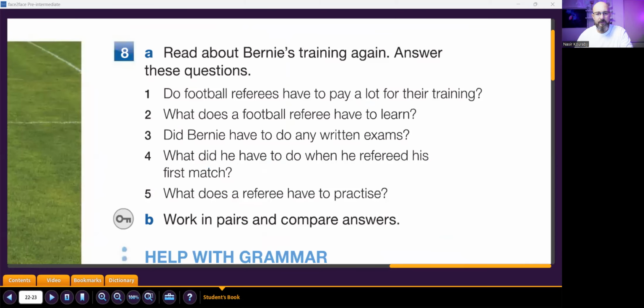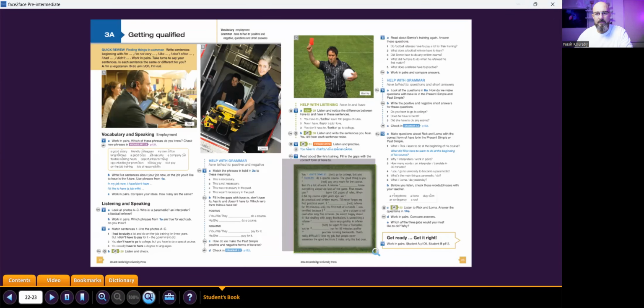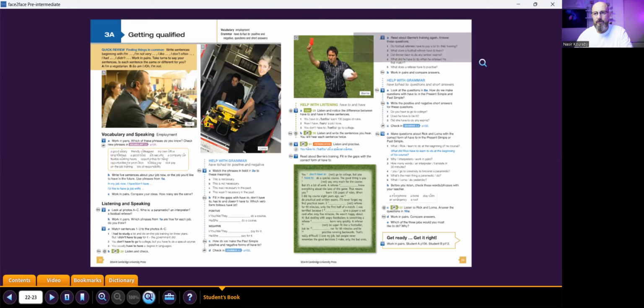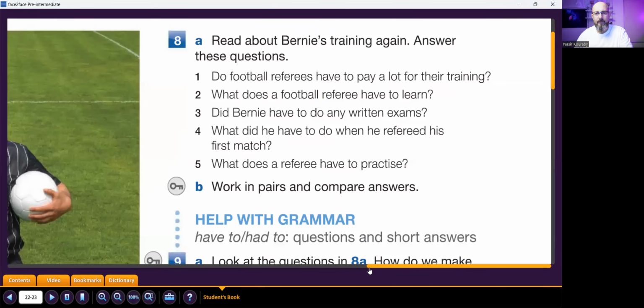Where is Bernie's training? This is the same exercise that we did last video. But now you have all the answers, so you can understand the story again and everything. So what we should do now, we'll read the questions. How many questions do you have here? 1, 2, 3, 4, 5. We read the article again and answer these questions.